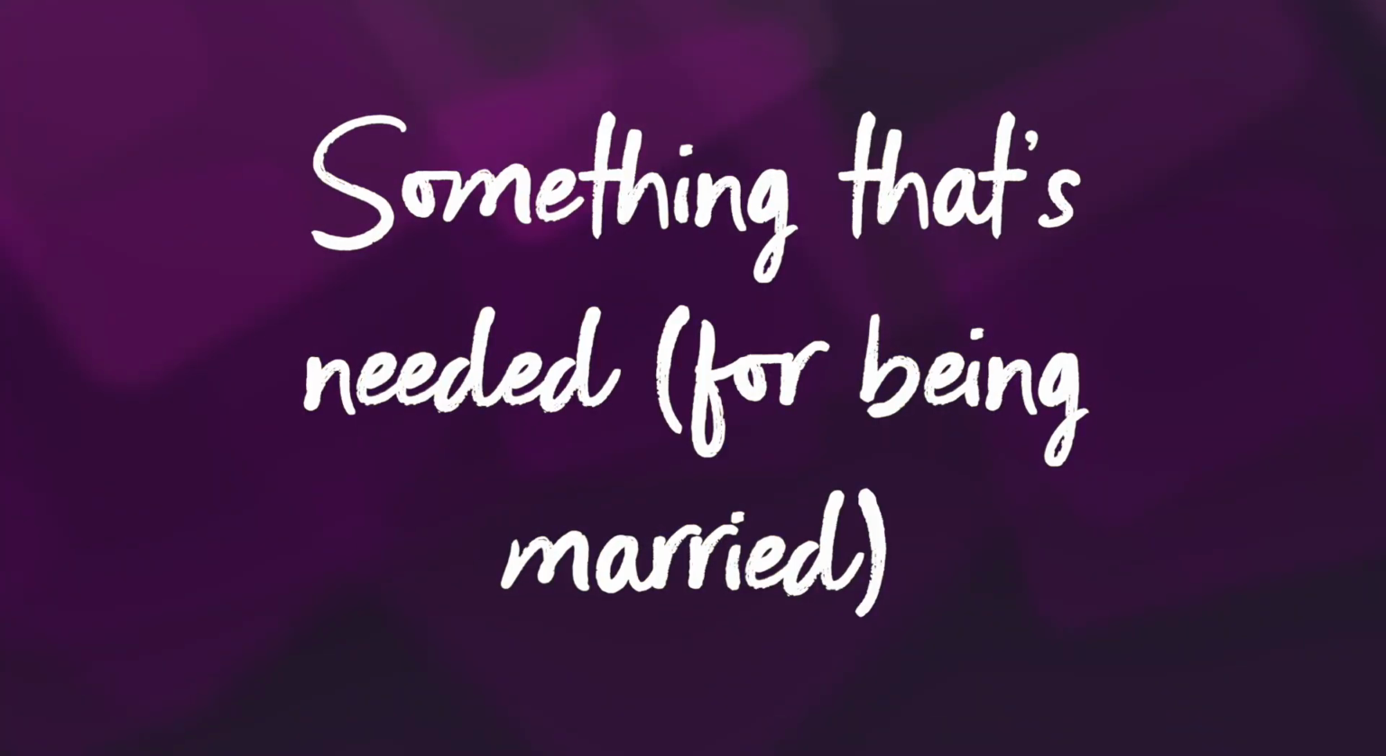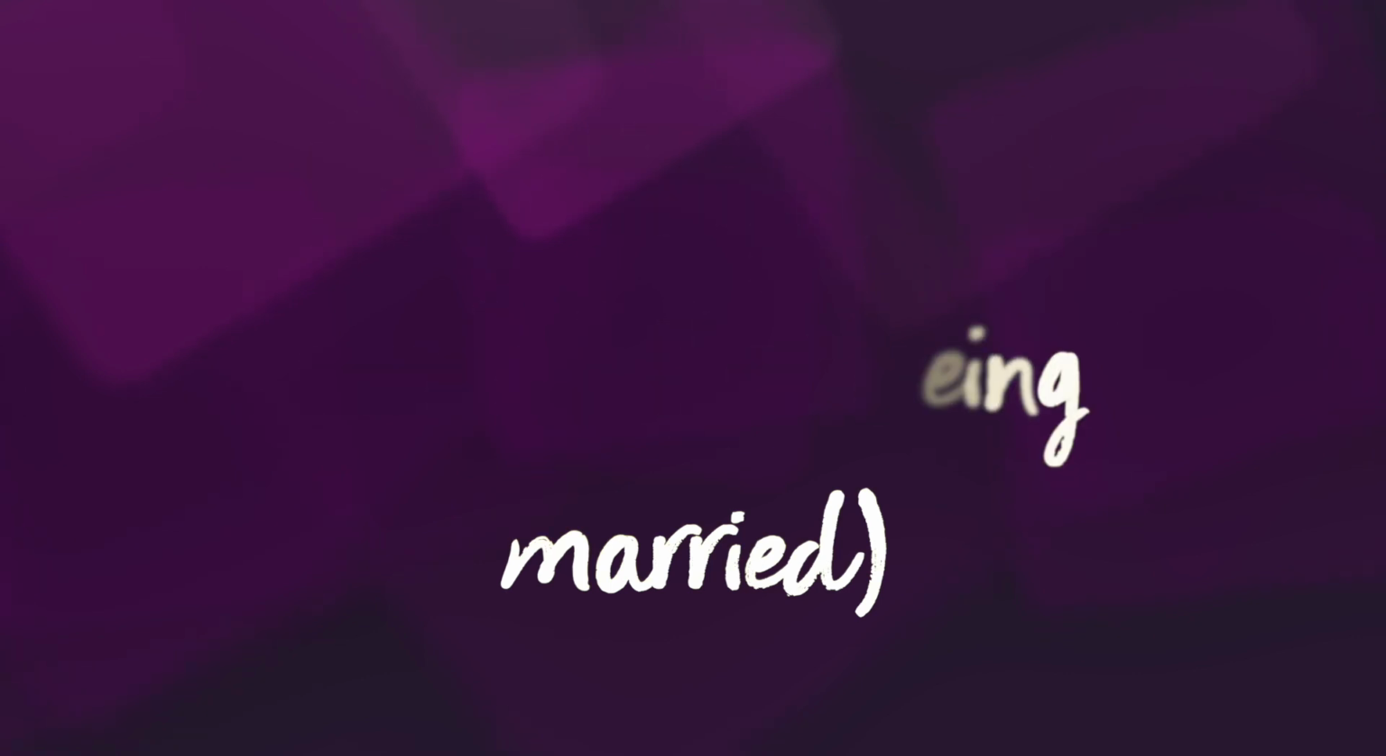What does that mean? Well, a necessary condition for being married is one that you need in order to be married. Okay, so in order to be married, you need to have that necessary condition. So an example would be being a human being. You can't be married unless you're a human being. Another example would be being alive. You can't be married unless you're alive. Okay, so these are necessary conditions for being married.